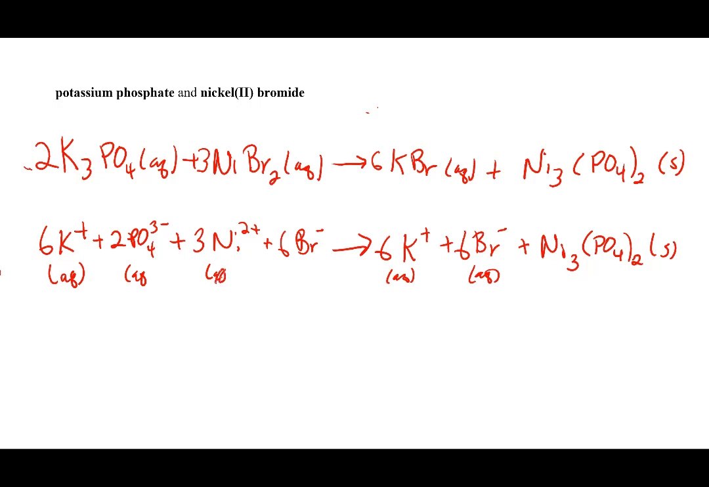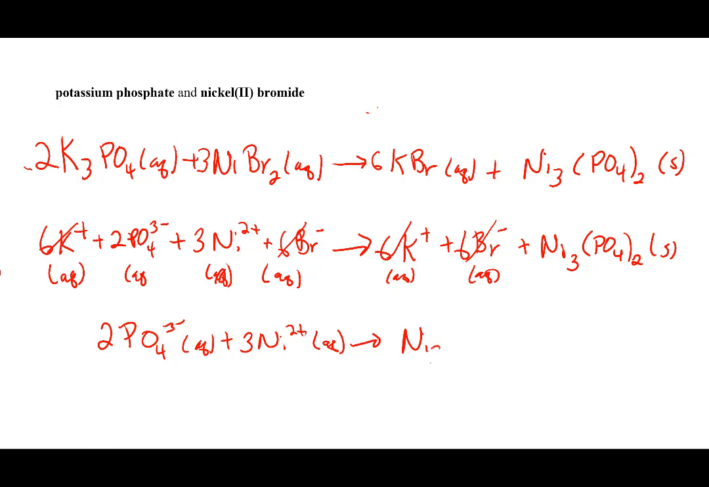So our spectator ions are going to be the things that don't change, and those are going to be the potassium ions and the bromide ions. And so our net ionic equation is 2 phosphates plus 3 nickel 2 pluses goes to make nickel phosphate as our solid precipitate.